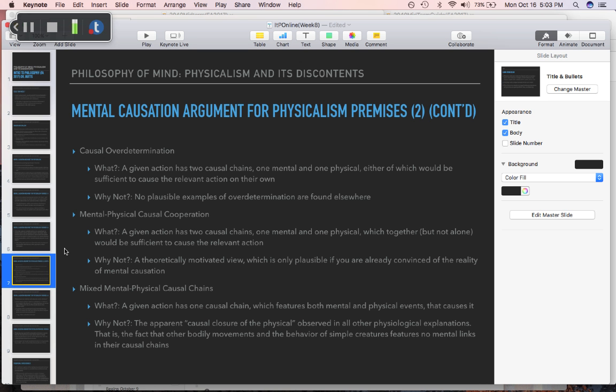That's the physical one. Desiring a sandwich isn't on its own enough to make you get up and make the sandwich. You have to have both the desire and the hunger together, and then those together will make you go get up and make the sandwich. So that's what causal cooperation here would be.